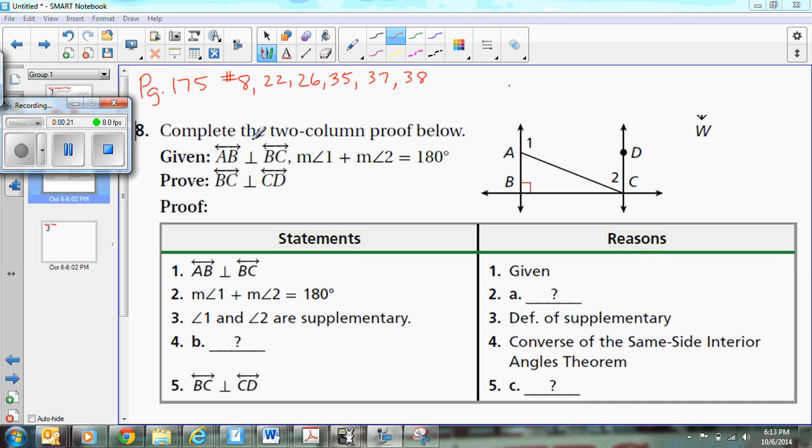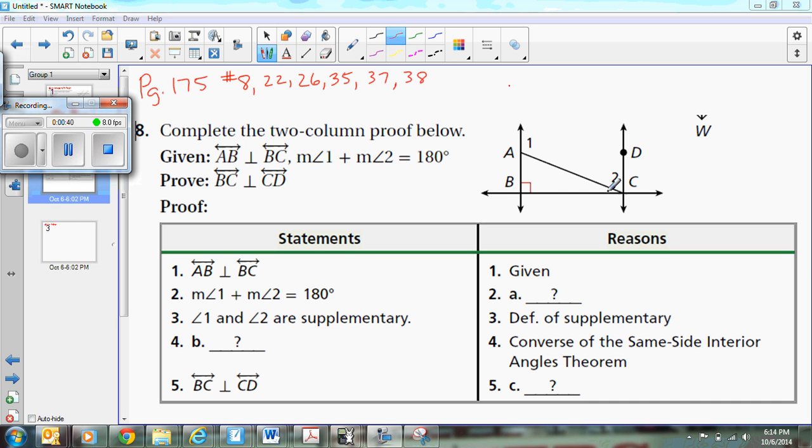Let's look at our given. We are given that line AB, that's this one, is perpendicular to line BC. And we're also given that the measure of angle 1 plus the measure of angle 2 is 180 degrees. Given that information, we're going to prove that line BC is also perpendicular to line CD.